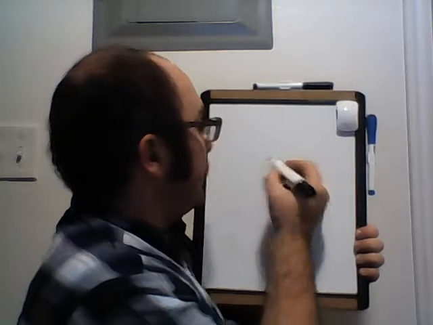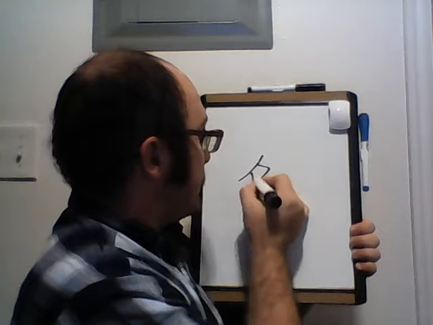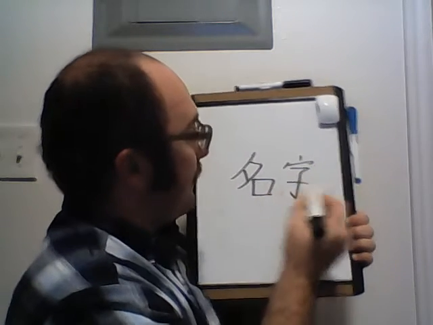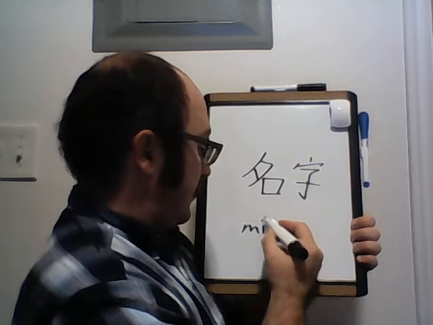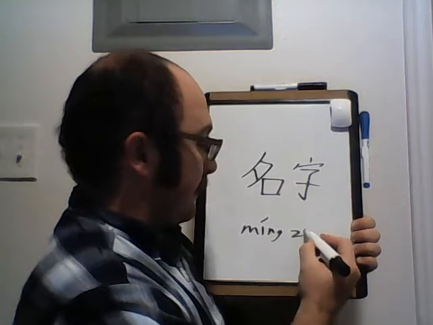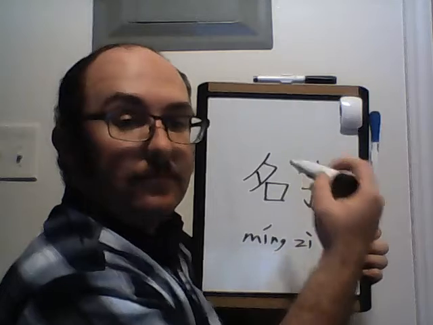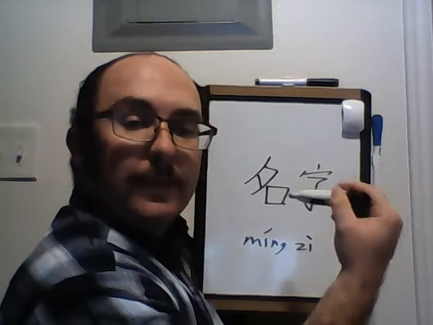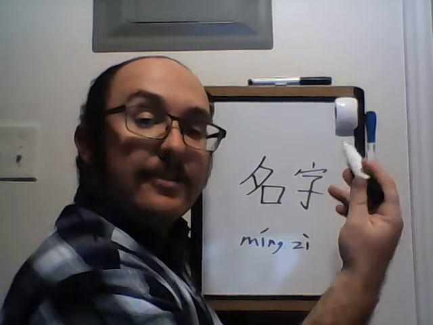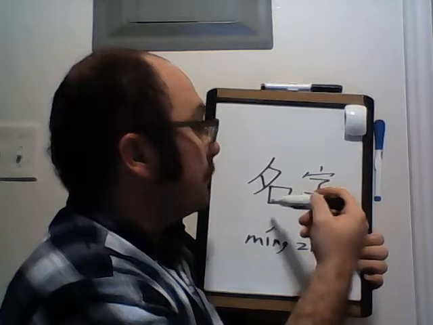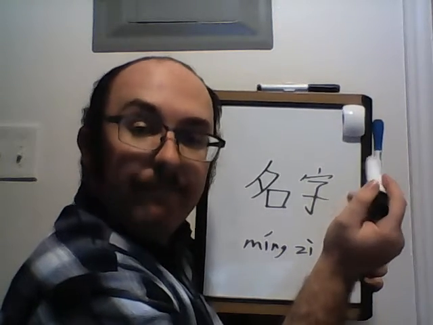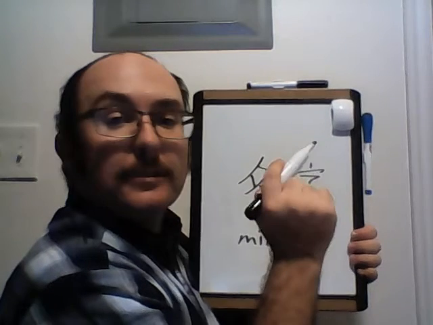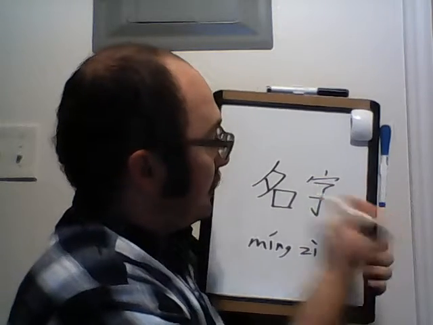And this next one is the same in simplified and traditional. 名字. Ming means name, as in your given name, and zi means a Chinese character. So character name, or name character rather. That's how you say given name. So 名字. If you're asking someone's given name, 你叫什么名字？ Yeah, basically.